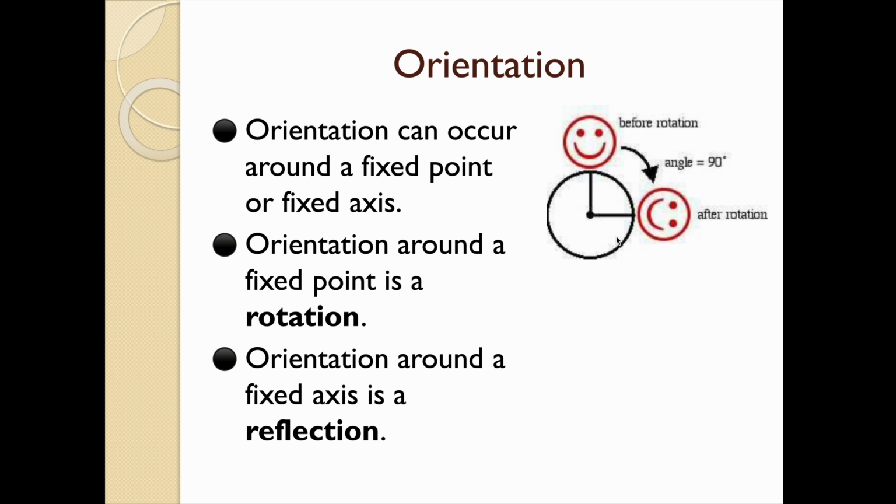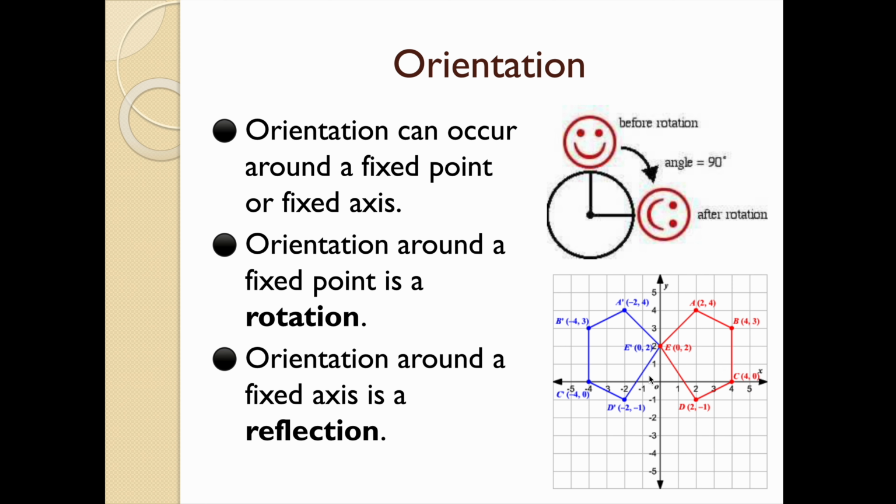If you look at this, it's around a fixed point. Imagine this happy face is spinning in this direction. This here is a rotation. Now here, imagine you are looking at this spinning around almost like a merry-go-round, just that you're looking at it straight on. It's the piece of the merry-go-round going straight around, coming out of the axis.